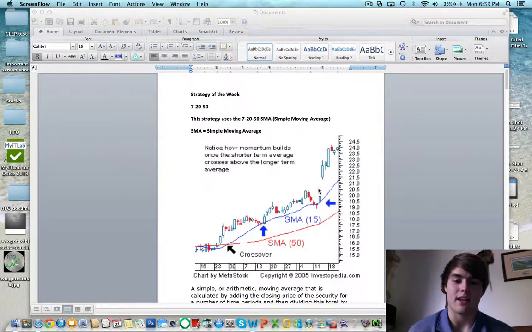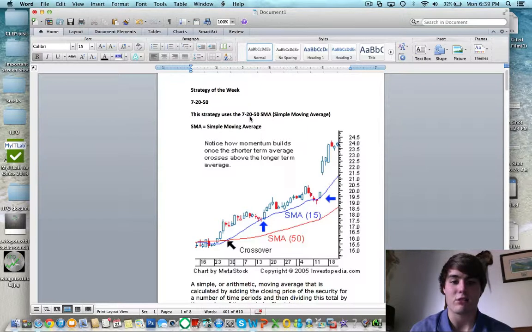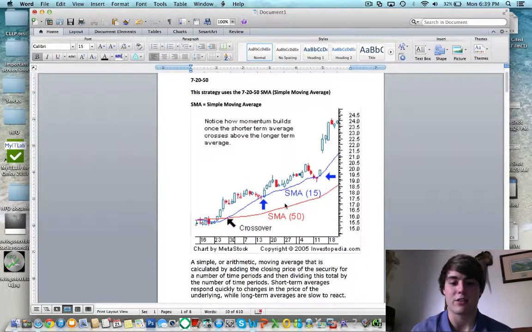For the sake of this, we are using 7-day, 20-day, and 50-day. And that's exactly what they sound like. This is the moving average of 7 days out, 20 days out, 50 days out, going from shortest to longest. And basically you're analyzing the trades from there.